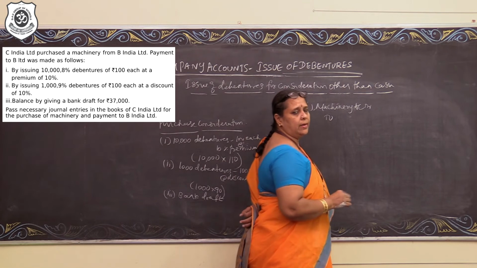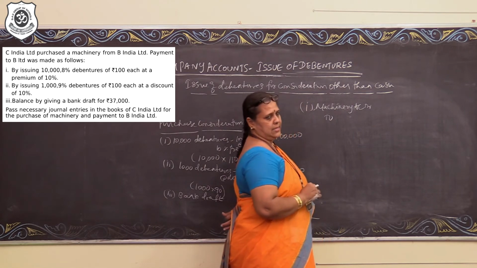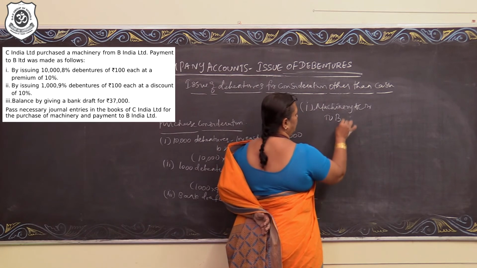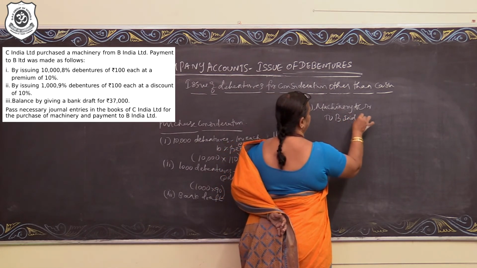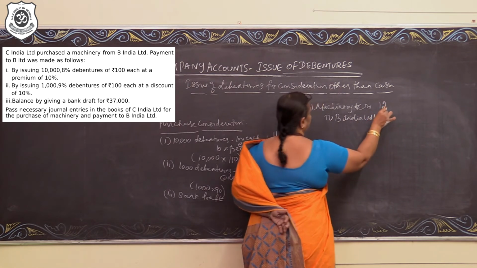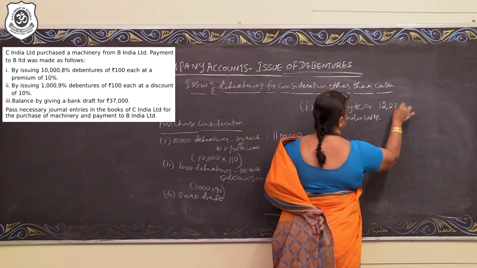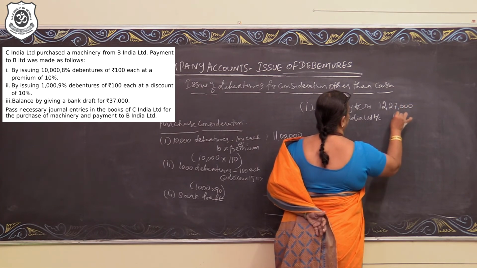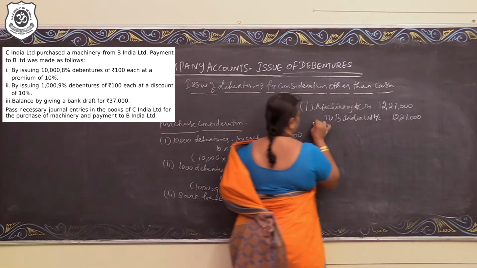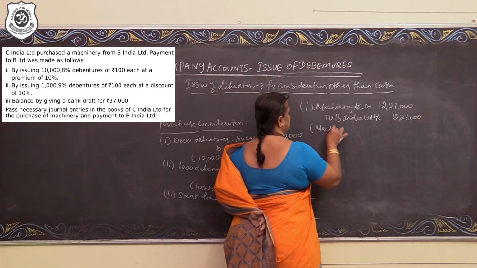Now, who is the vendor? Vendor is the one who is selling the asset. So, B India Limited is the vendor. B India Limited, 12 lakh 27,000. Machinery purchased.